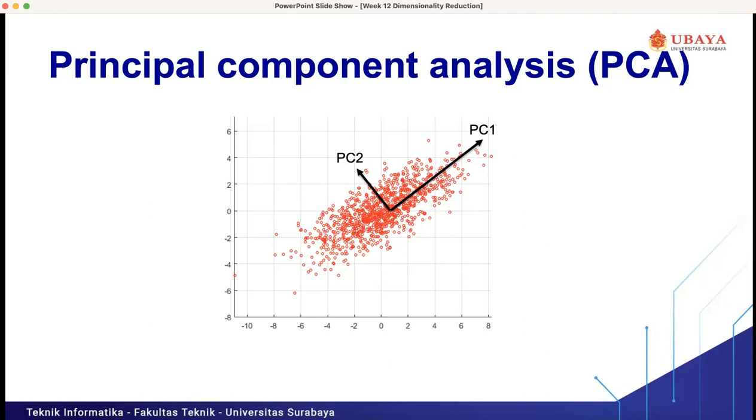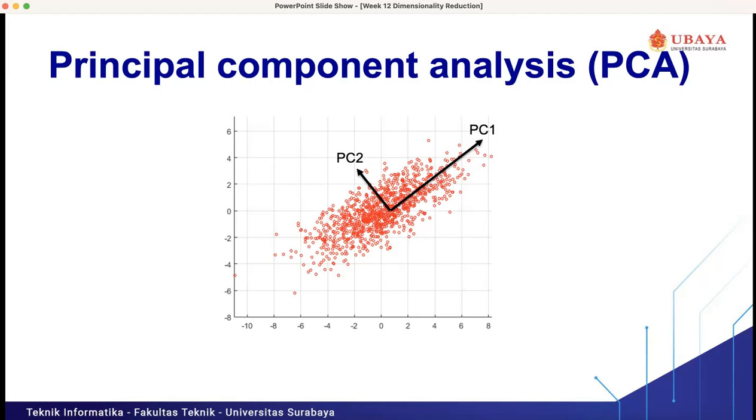So in this case, we will choose PC1, because PC1 more represents the distribution of this data set. We have two variations in this data set, two distributions going this way and this way, but we will choose one variation, or one principal component, that represents the high variation, which is PC1.